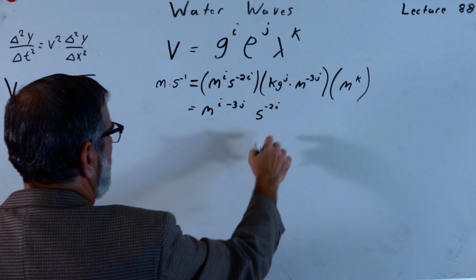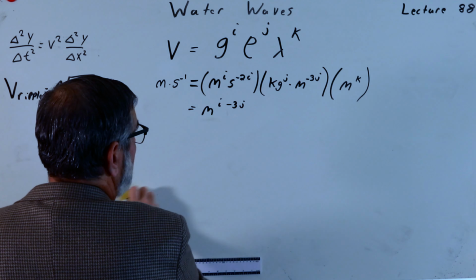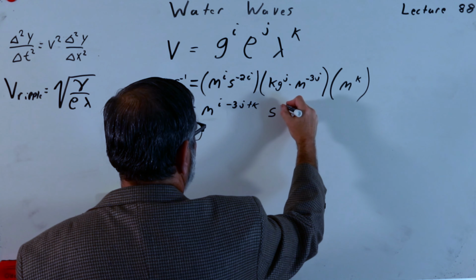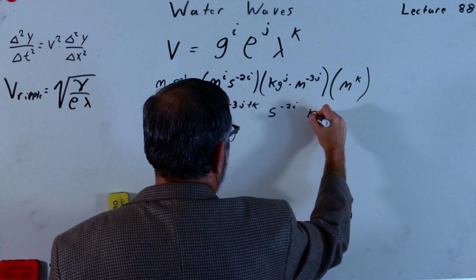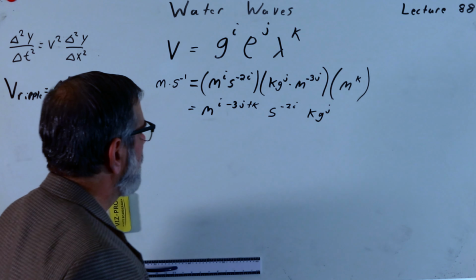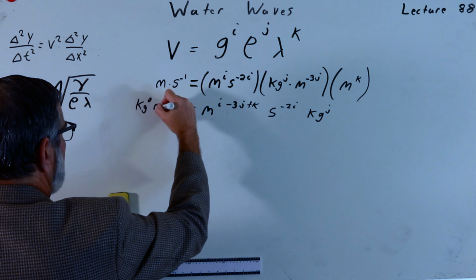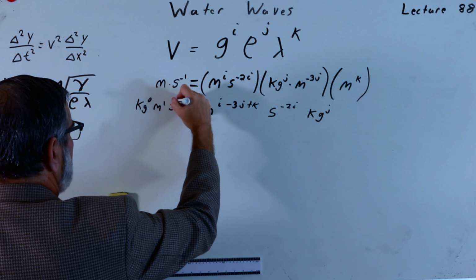No, I messed something up. I forgot to put another term in. Sorry. We've got this term here, plus K. Okay? Then we have seconds to the minus 2I, and then we have kilograms to the J. Okay? And over here we'll have kilograms to the 0, meters to the 1, seconds to the minus 1.